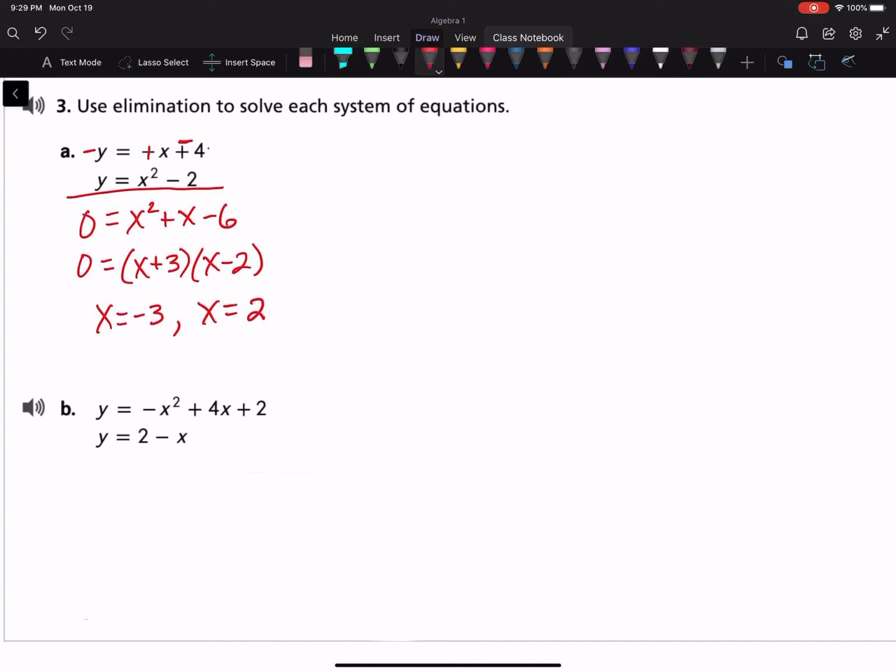Plug those in. I'm going to erase those because I want to plug it into the original. So y equals negative -3 plus 4. That y would be 7. And then we have y equals 2. Oops, sorry, forgot about the negative.